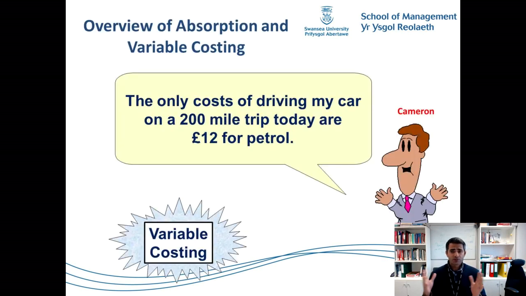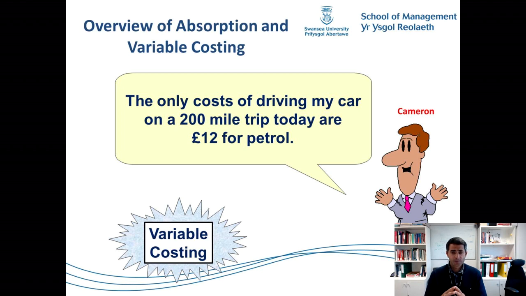So what Cameron is saying here is that the only cost of driving my car on a 200 mile trip today is only £12 for petrol. That's what he's saying. So basically he's saying, if I want to drive my car, for example, to London, it only costs me £12, and this is considered to be variable costing or marginal costing, as I mentioned.